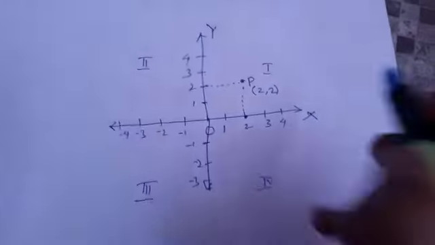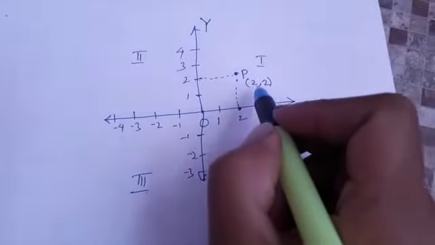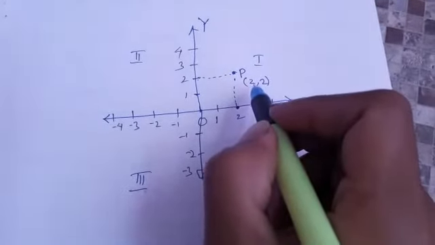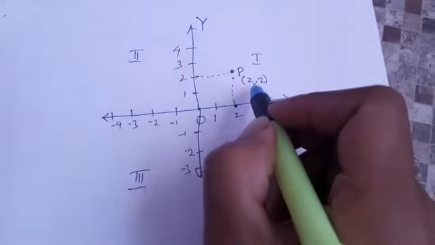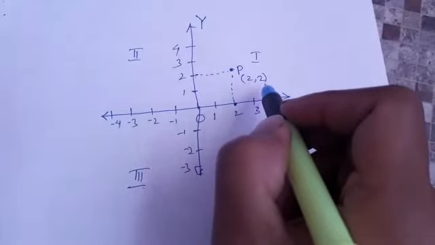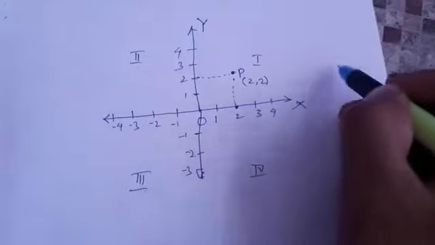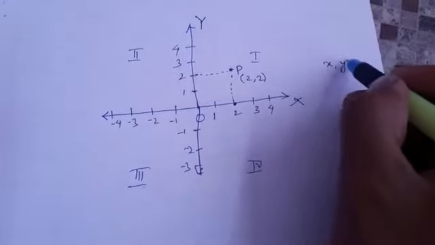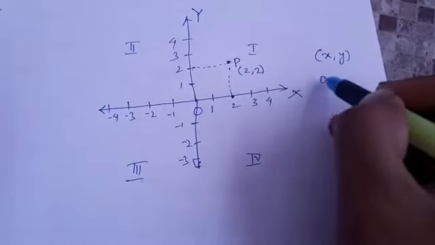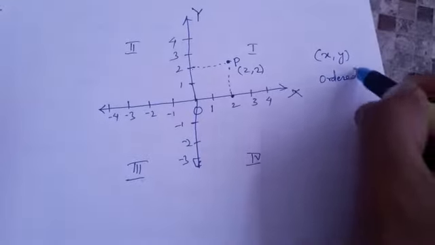And always remember, students, the value of x is written first and the value of y is written second. So this is called the ordered pair. It is always in the form x comma y. So this is an ordered pair.